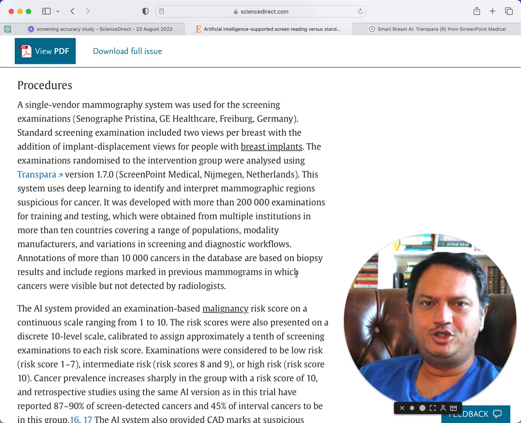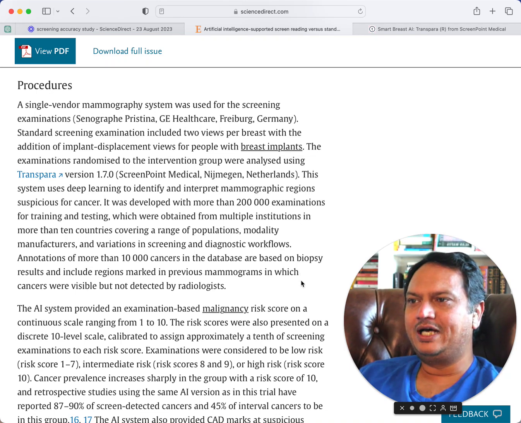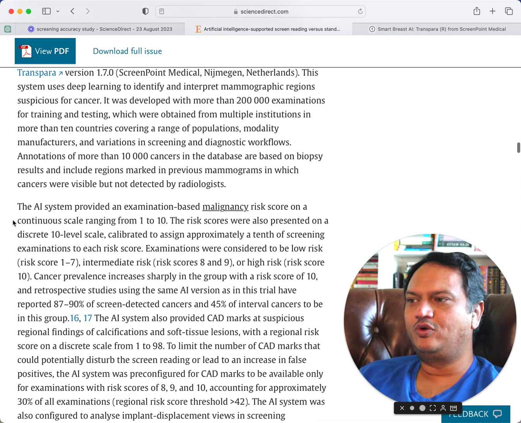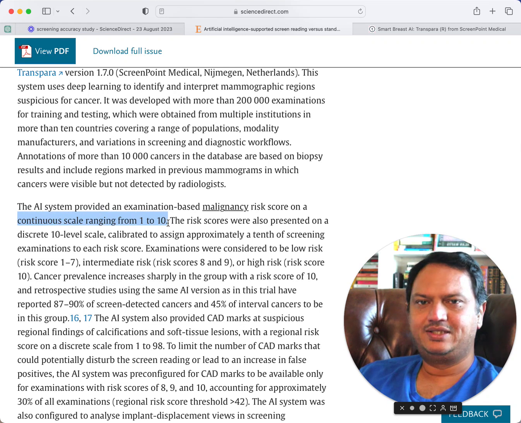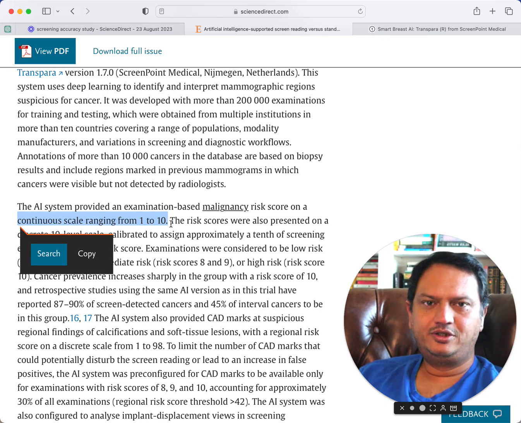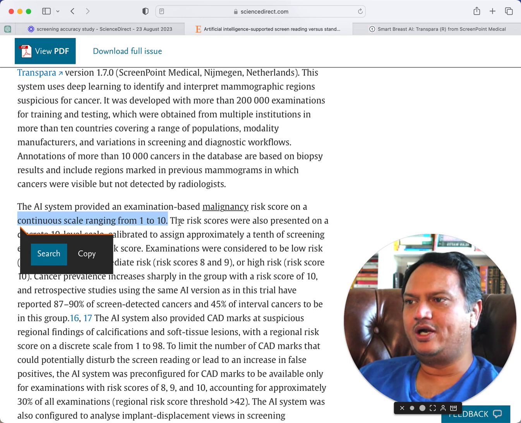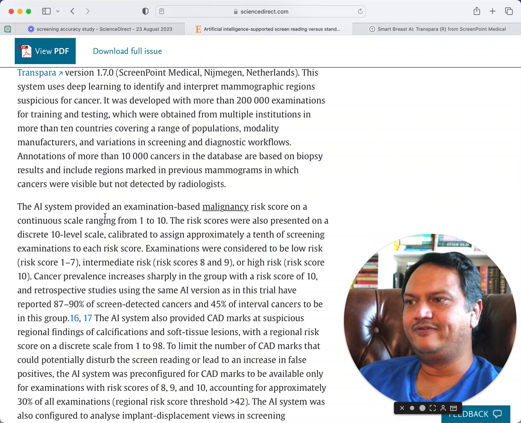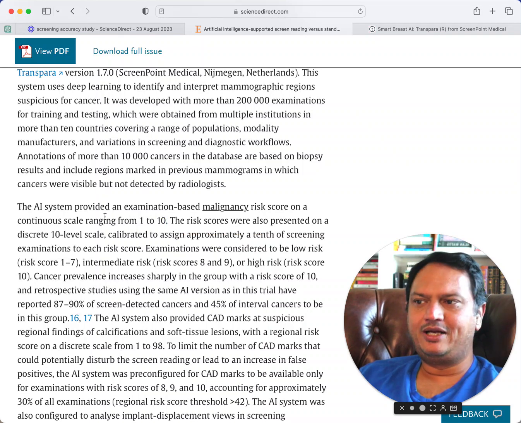So extremely well trained software, but I'm still unclear on what this score on a continuous scale of 1 to 10 is, and how they train the model to score a mammogram onto the scale. Why is it 3, why is it 4, why is it 5? So there must be some parameters they looked at.